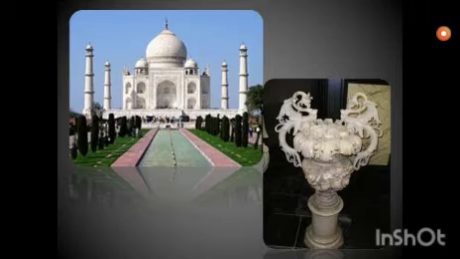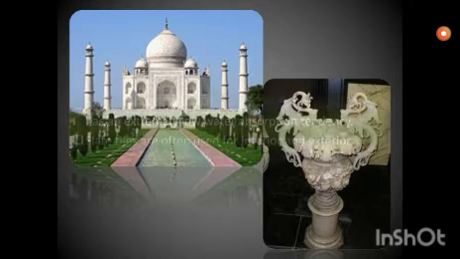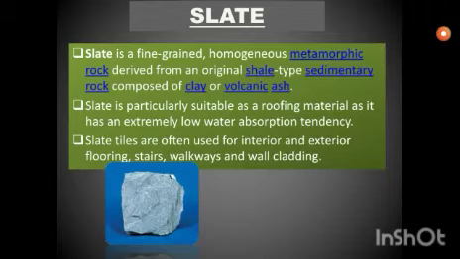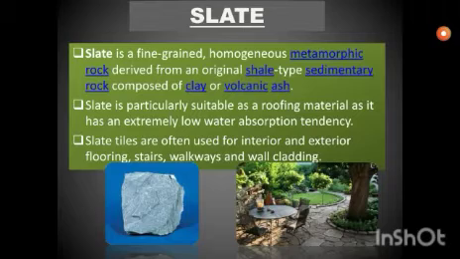Yes, so many sculptures and vases are also made of this marble too. Another example of metamorphic rock is slate. Slate is a fine-grained homogeneous metamorphic rock derived from an original shale type, that is, sedimentary rock composed of clay or volcanic ash. Slate is particularly suitable as a roofing material as it has an extremely low water absorption tendency.